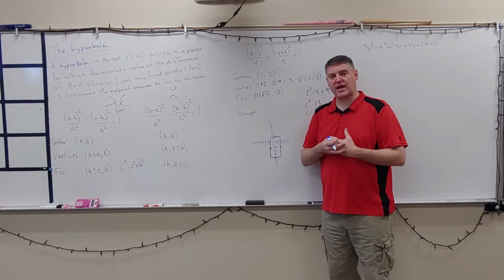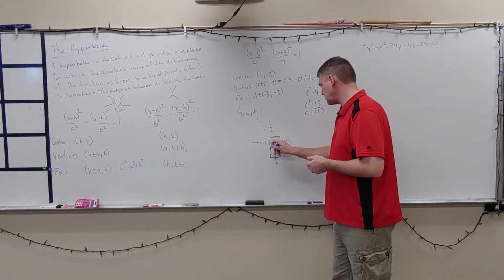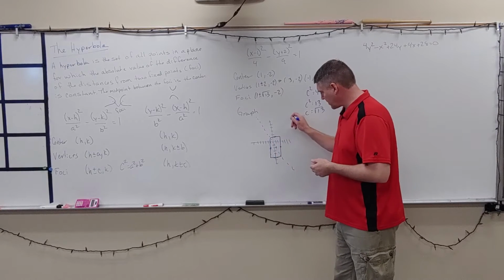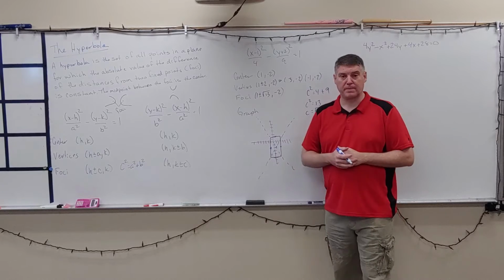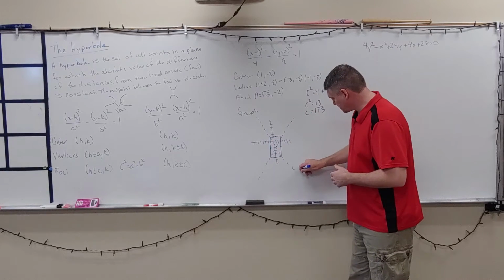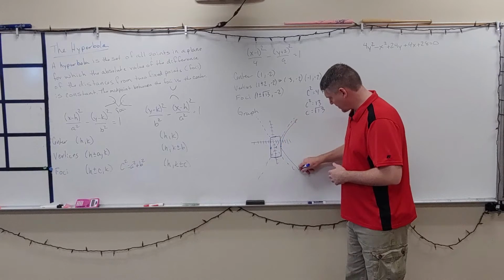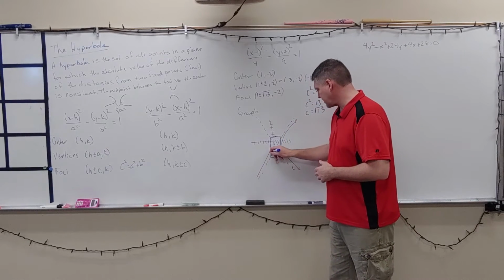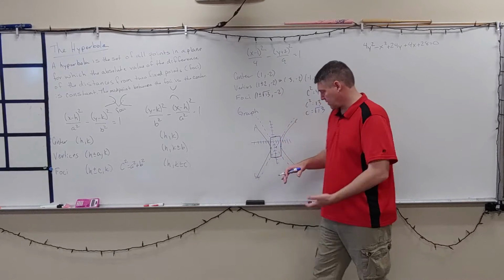Now, after you create your box, your rectangle there, what you're going to do is draw in the diagonals with dashed lines. We're going to extend those diagonals out, and the diagonals should go through your center point. Okay? Now I already know my vertices, so I'm going to draw my hyperbola coming in to intersect at the vertices, and there's my graph of the hyperbola.